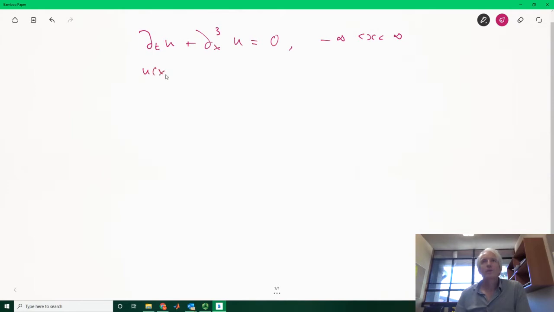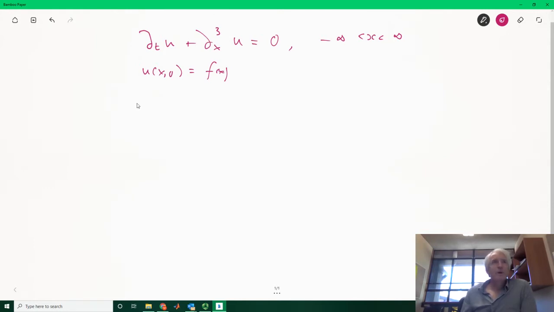So we have some initial condition. And this is ideally suited to it. The x goes from minus infinity to infinity. There's no boundary condition here. If we have boundary conditions, then we want to bring in the Laplace transform, or some other versions of this Fourier transform.